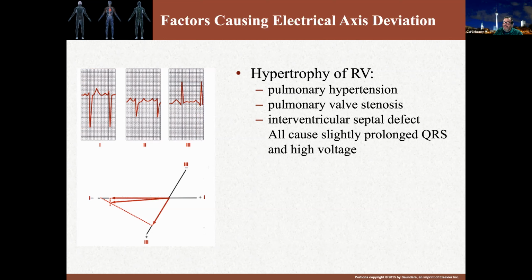In the stenotic case, I'm trying to force the same amount of blood through a narrower opening. And with the interventricular septal defect, since the left ventricle has a much higher pressure than the right ventricle, there's going to be more blood accumulating in the right ventricle than you would normally expect. So again, it's going to have to pump out more blood. These all cause a slightly prolonged QRS and a higher voltage.